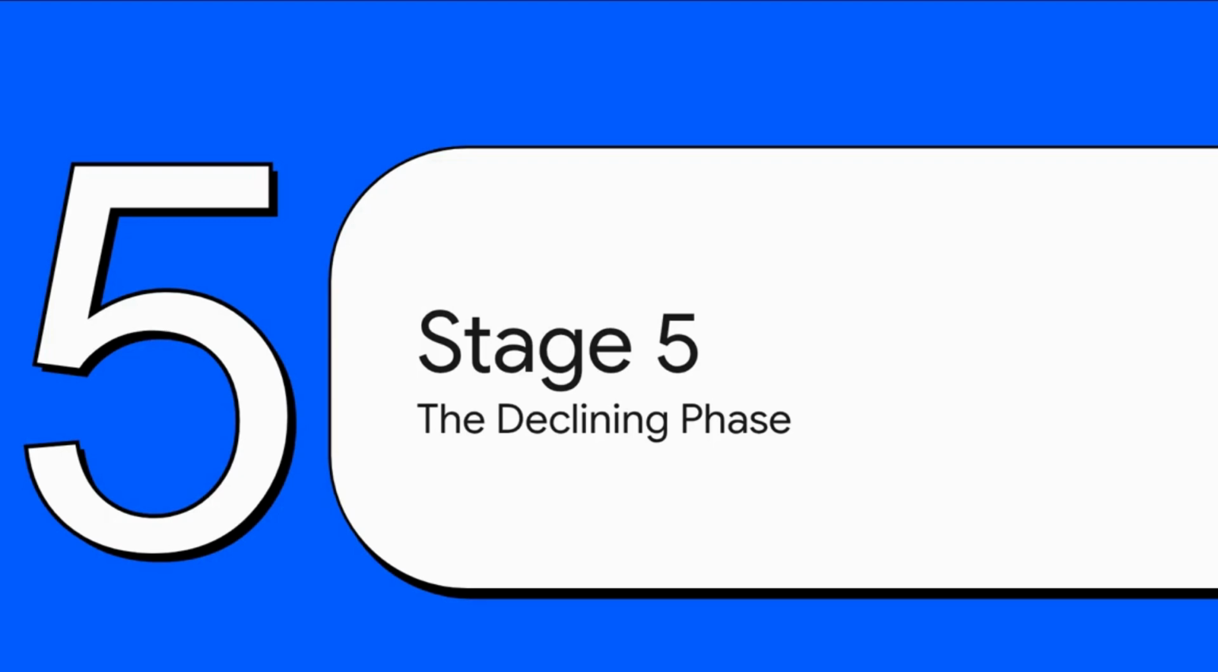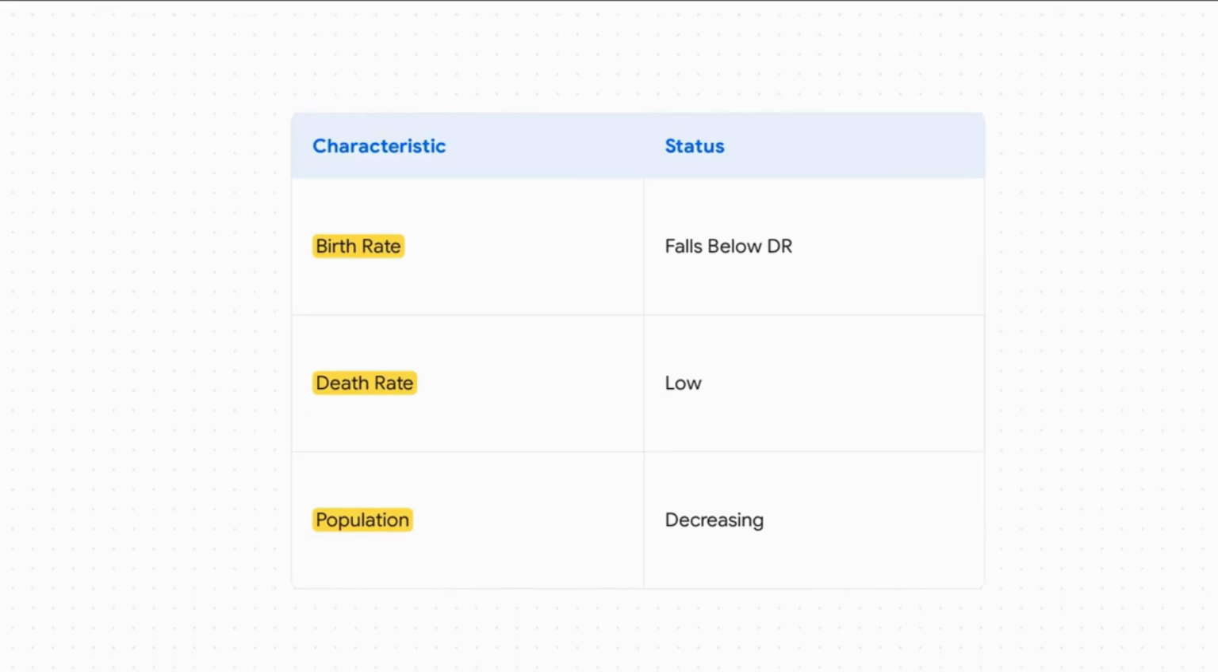But wait, the story's not over. Some experts argue there's a fifth stage, a final chapter that presents a brand new, kind of tricky challenge for humanity. This is stage 5. The birth rate doesn't just get low, it drops so much that it actually falls below the death rate. For the first time in this whole journey, you have more people dying than being born. And the result? The total population actually starts to decrease.